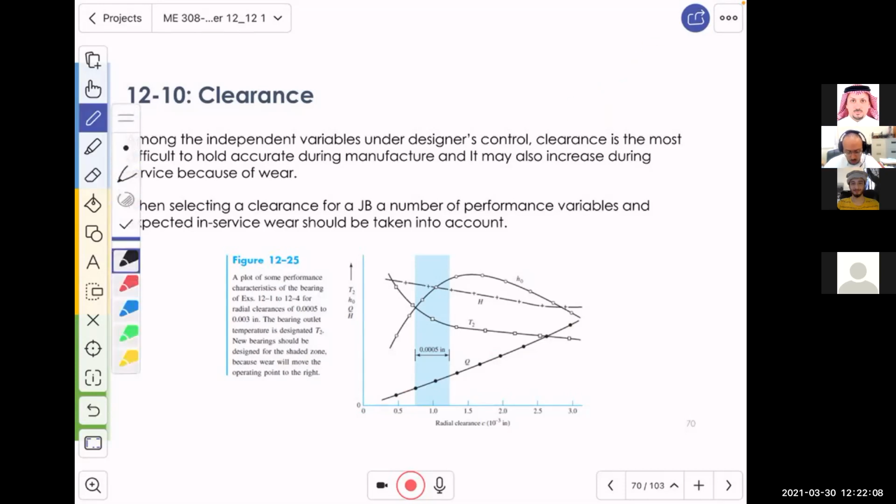Now, if you recall, we said that clearance is among the independent variables which the designer can control. So you can actually request the machine shop to machine the journal and make sure that the journal has a clearance of this much, that much, in order to contain that clearance. But in reality, clearance is like this common problem that we face a lot in our life, which is when somebody tells you that this is a moving target.